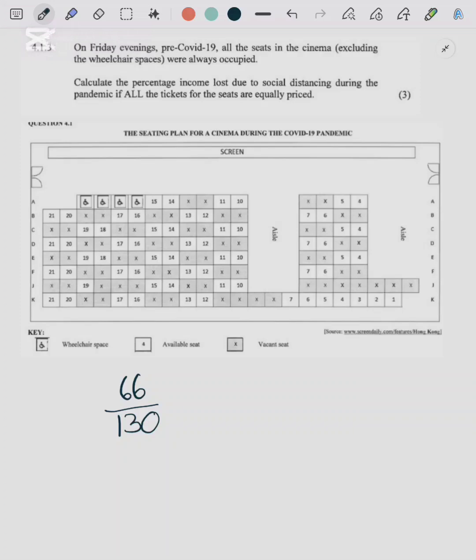They're losing 66. Then we just times it by 100 to make it into a percentage, and we're going to get to 50.77%. All right, and that would be their loss, which is what's being asked. Okay, remember, if they were asking percentage of income that they're still earning, it would be the reverse.